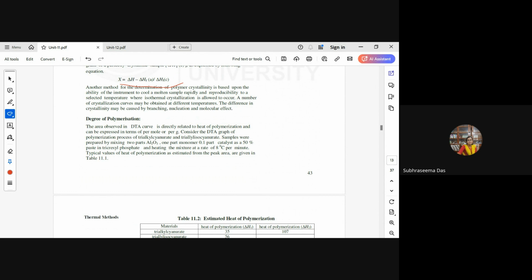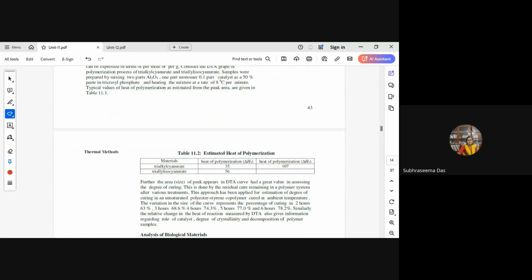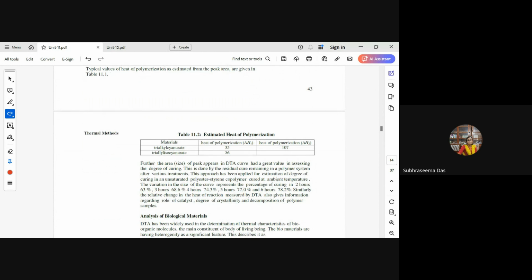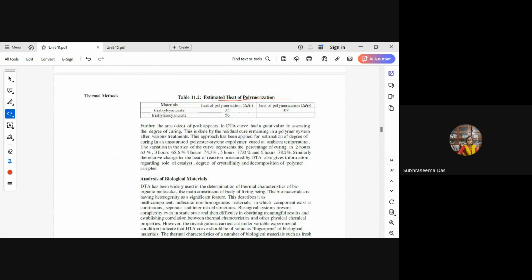However, a number of crystallization curves may be obtained at different temperatures. The difference in crystallinity is caused by branching, nucleation, and various molecular effects. So, we know that the degree of polymerization can be measured from DTA curves. Now here in Table 11.2, we see the estimated heat of polymerization found from various DTA curves, and it has been reported for trialkyl cyanurate and triallyl isocyanurate.